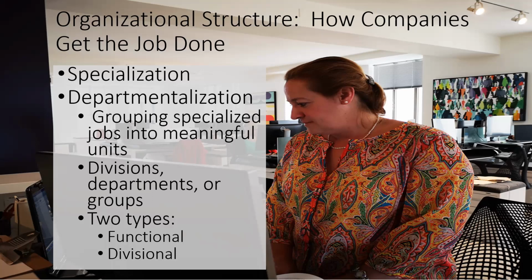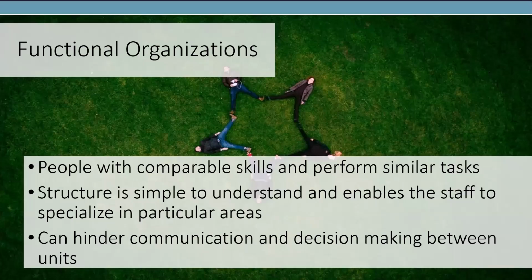Okay. So when we look at functional organizations, these are organizations where functional membership, people with comparable skills and performance, will have similar tasks. Okay. So the structure is simple to understand and enables staff to specialize in particular areas. So you have a specialized staff in finance, a specialized staff in HR, a specialized staff in sales and marketing and so forth. And of course, the only problem that we see here is communication. Bad communication and decision making between units can be a problem.